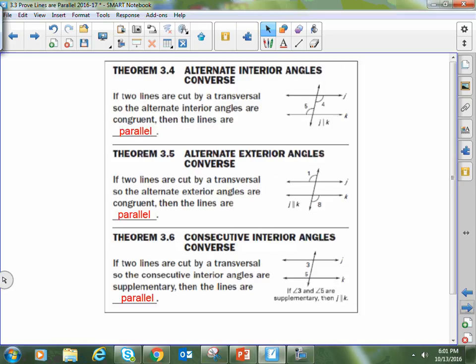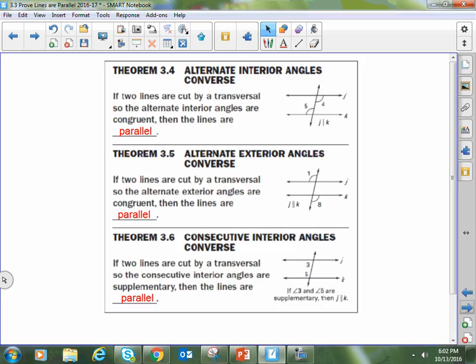Now, at this point in the previous lesson, this is where we got into the alternate interior, alternate exterior, and consecutive interior angles. So here we got the same thing. But of course, these are the converses of the theorems that you saw in the previous lesson. But again, instead of saying congruent, congruent, congruent, now we're looking at it from the perspective of the angles.